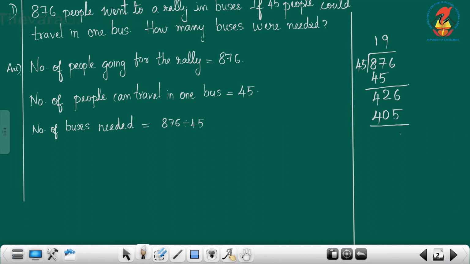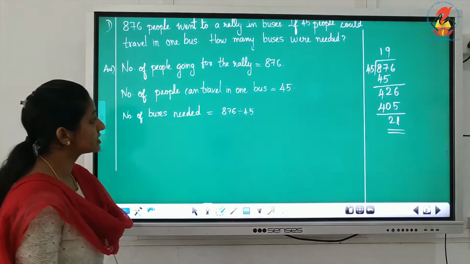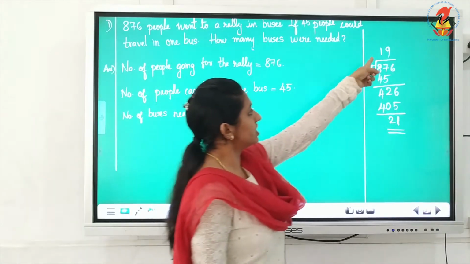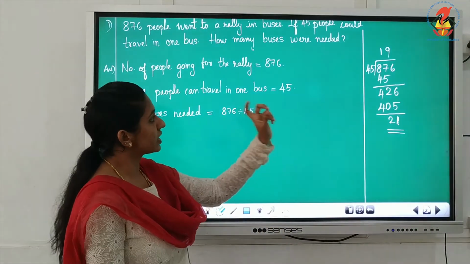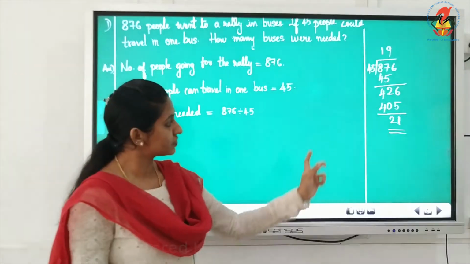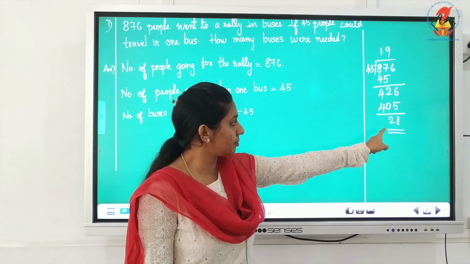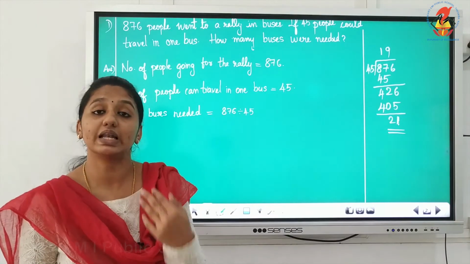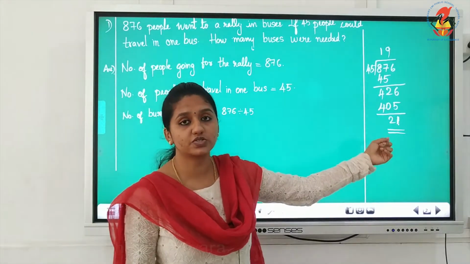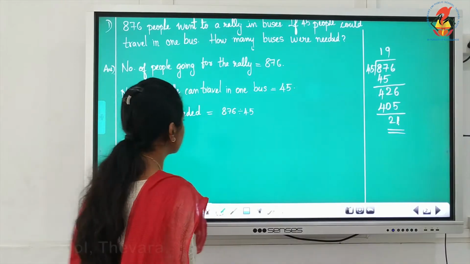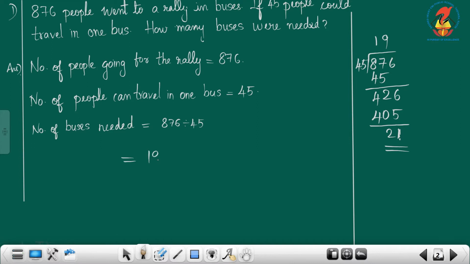6 minus 5, it's 1. 2 minus 0, it's 2. So this 21 means this number of people are left. So how many buses do we want to take? It's 19 buses full, plus one more bus we need to carry these 21 people, because this remainder means that 21 people are left. So we take one more bus for 21 people. So the total number of buses needed is 19 plus 1. The answer is 20.